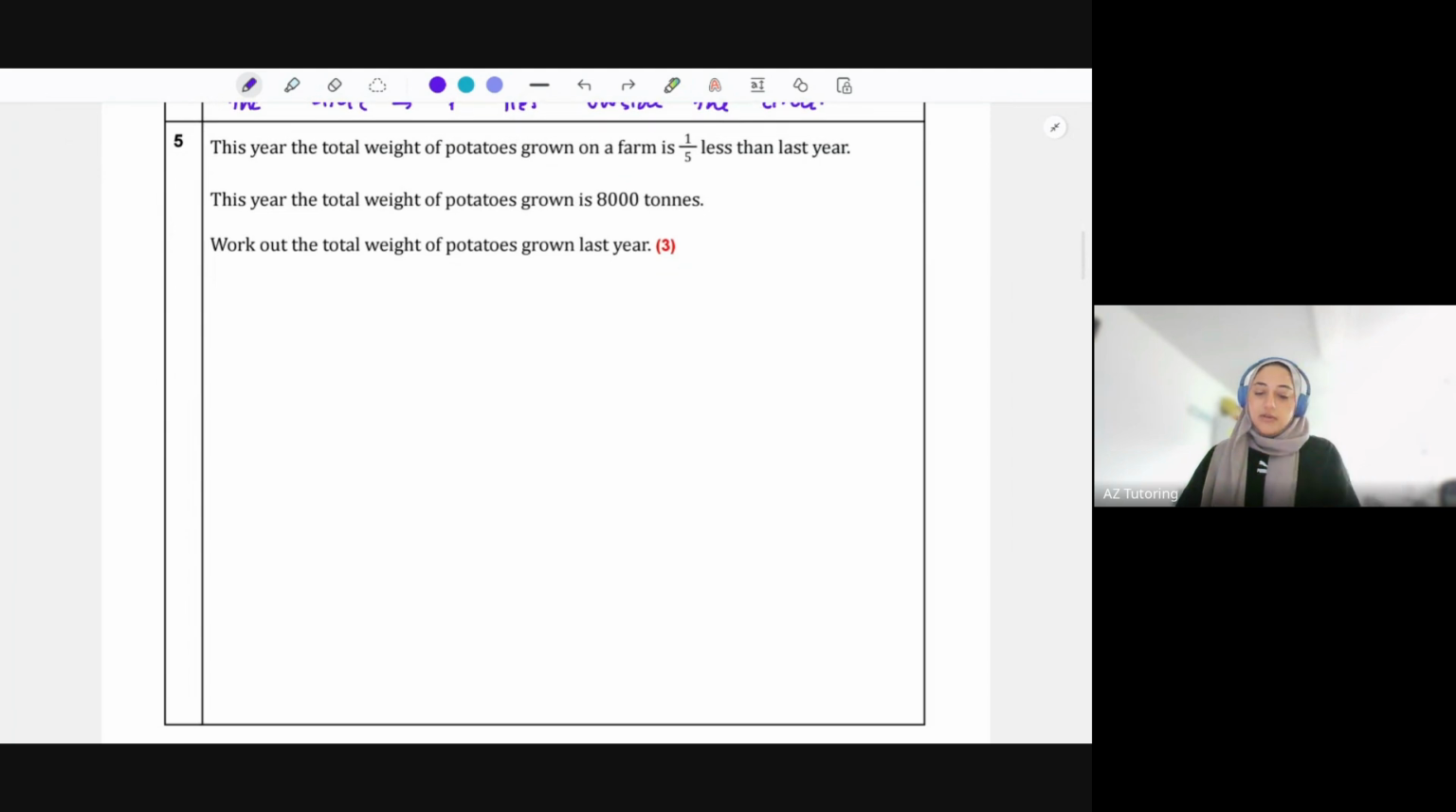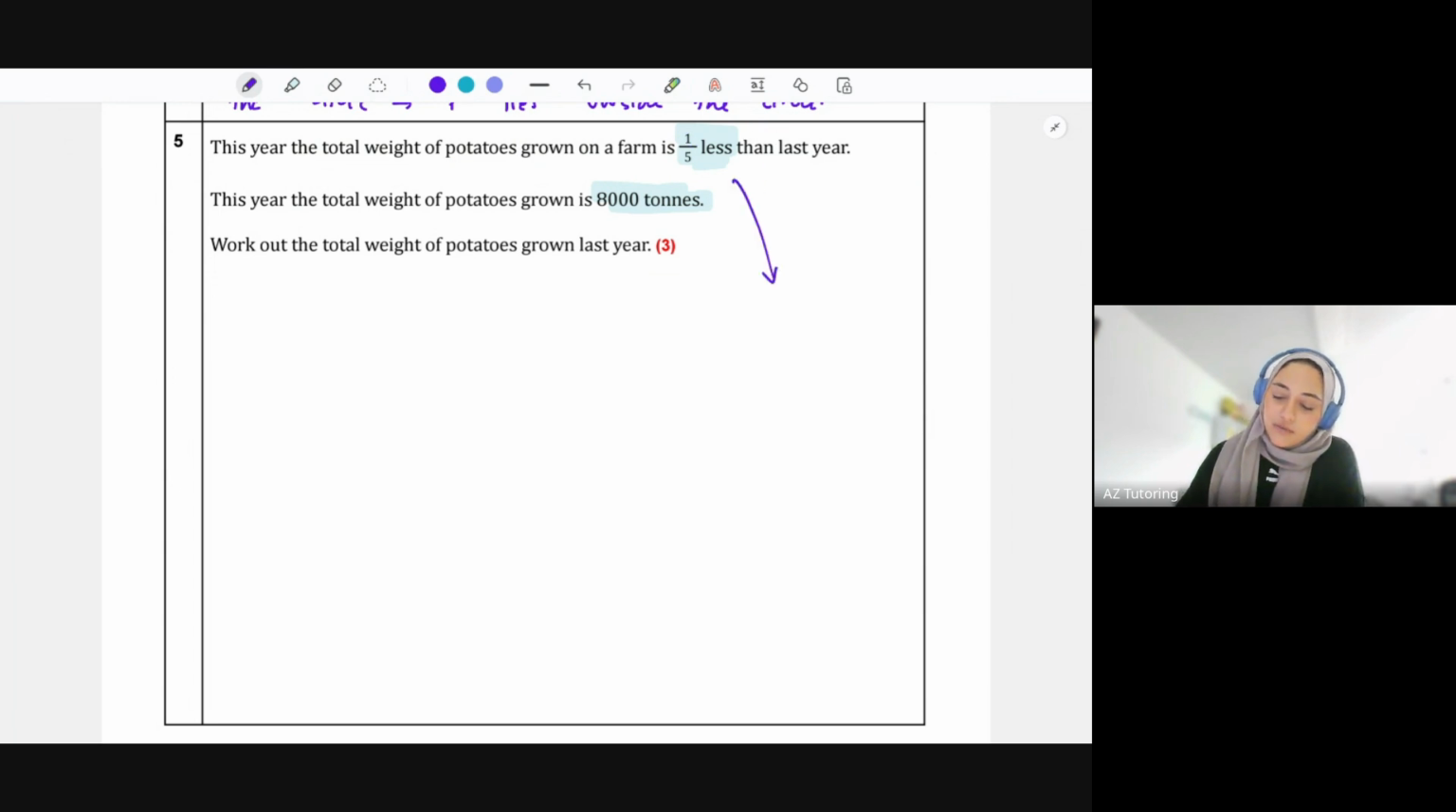Question 5. This year, the total weight of potatoes grown on a farm is 1/5 less than last year. Okay, so 1/5 less. This year, the total weight of potatoes grown is 8,000 tons. Work out the total weight of the potatoes grown last year.